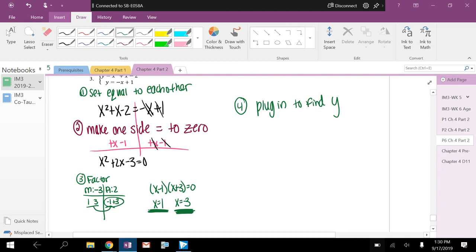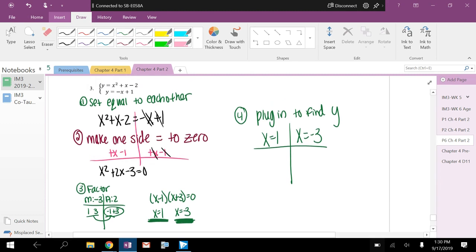I need to find a y for 1, and I need to find a y for -3. It's not that bad. Here we go. When x is equal to 1, we need to figure out what y is. When x is equal to -3, let's figure out what y is. Some of you will not have to do all of this work. I'm putting all this down here so that you can see how to do it by steps.